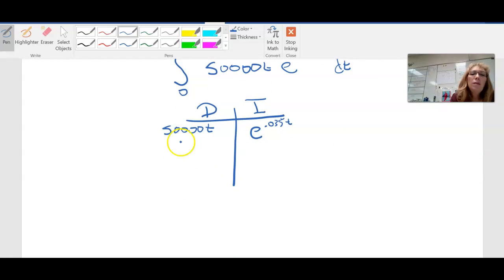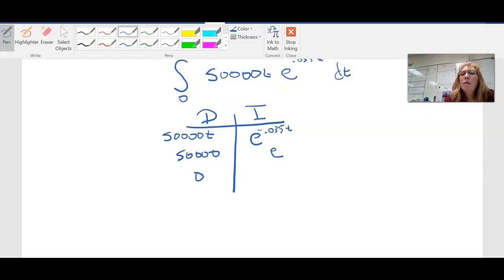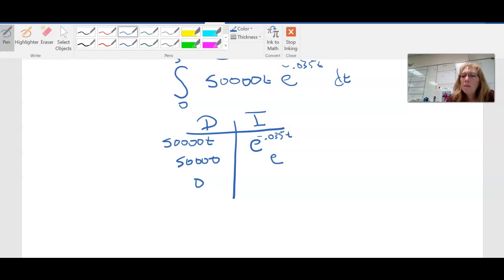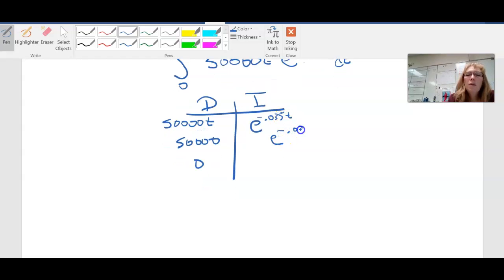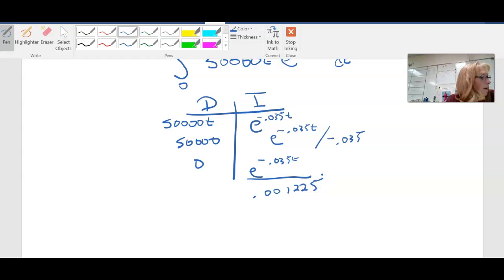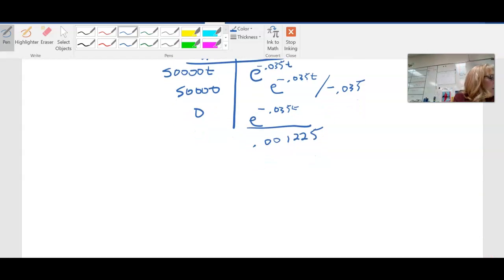Again, down till you get to 0 and 0. And this one here is e. I forgot my negative. Sorry about that. I think I forgot to write it up here too. I did, because that's always negative there. E to the negative 0.035 t divided by negative 0.035. I ran out of room. And then we would have e to the negative 0.035 t now divided by 0.001225. I left the decimal this time in the denominator because some of you prefer that, just so you can see it done both ways.